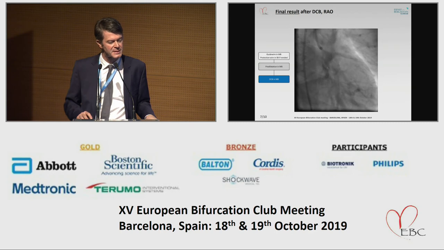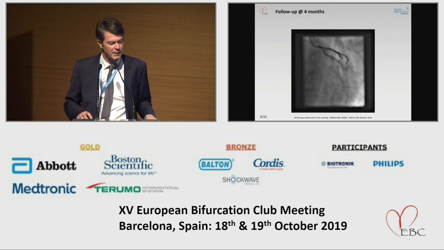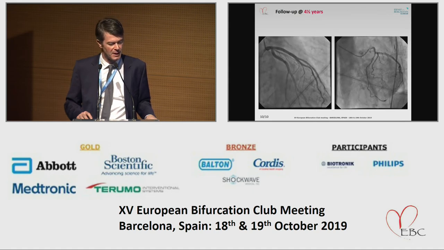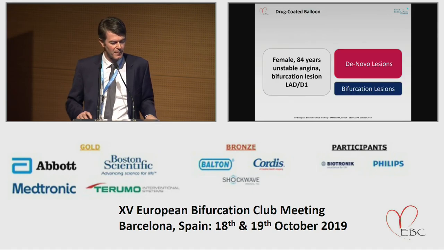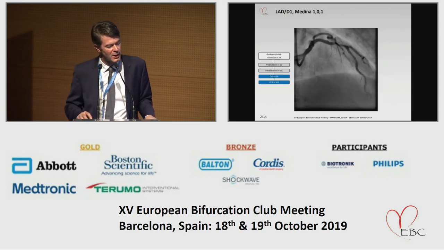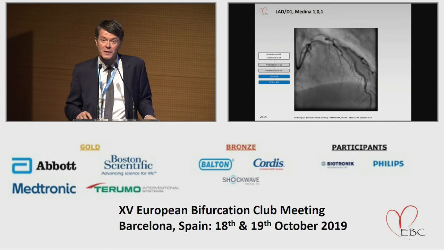I left it like this, and this is the final result in the AP view, and this is the follow-up at 4 months in the lateral view. And by chance, the lady came back 4.5 years later, and we still have this amazing long-term result. My last case is a female patient. She is 84 years old. She came with unstable angina, and she had this 001 situation.